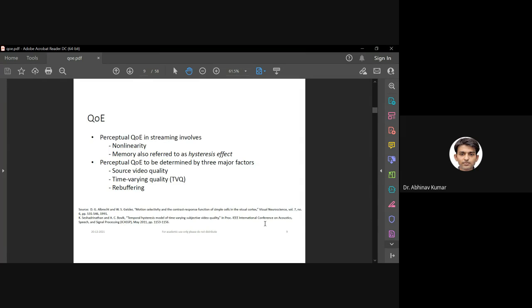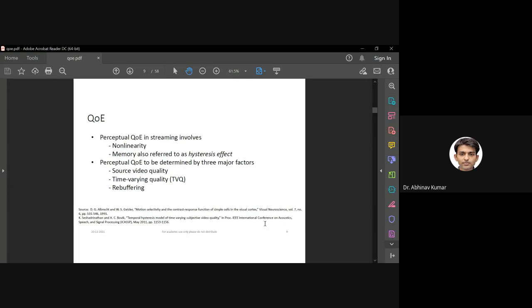Now it can be determined by 3 major factors. One is the source video quality. Definitely, if the source video quality is poor, the perceptual qualitative experience will be poor. If source video quality is high and good, perceptual qualitative experience will be good, right? Second thing is the time varying quality, right? With respect to time, how was the quality varying?